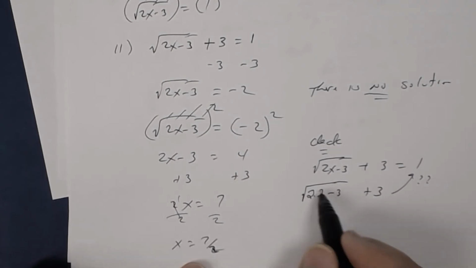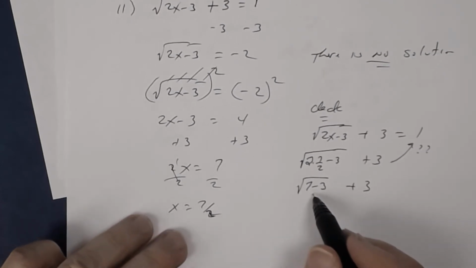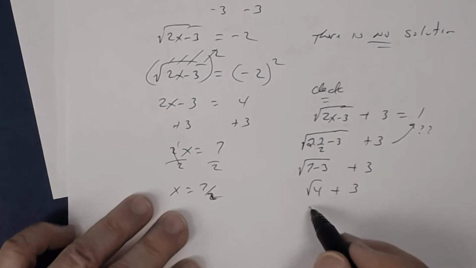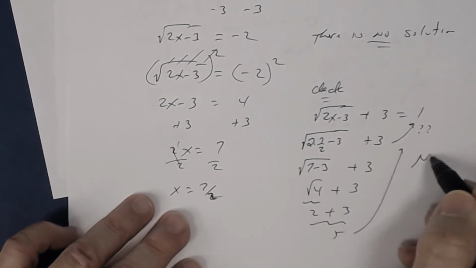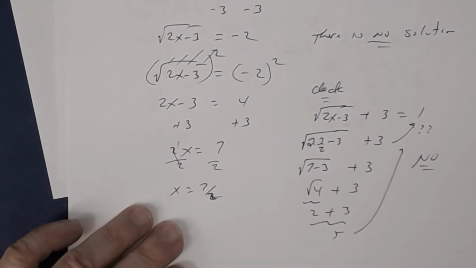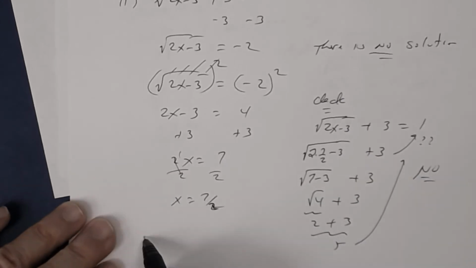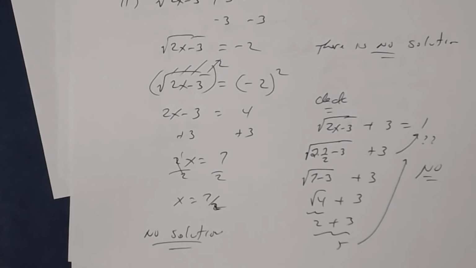Well, what is 2 times 7 halves? Well, 2 times 7 halves, the 2's divide out. You're left with 7. So I get 7 minus 3 plus 3. 7 minus 3 is 4. So I get the square root of 4 plus 3. What's the square root of 4? Well, the square root of 4 is 2. And what's 2 plus 3? Well, that's 5. Is that equal to this? No. 5 does not equal 1. So x equals 7 halves is not a solution. So we say no solution. Okay, no solution. Okay? All right, so that was number 11.